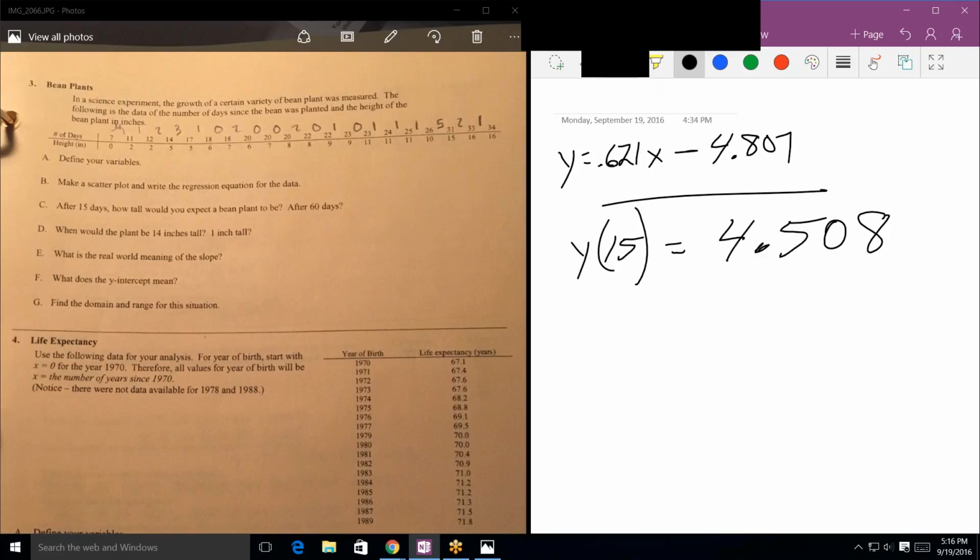Now after 60 days, what would it be? What would y of 60 be? Minus 4.807. 32.45. And we can see that at the 30-day mark or at the 31-day mark, it's 15 inches high. So it makes sense that at the 60-day mark, it would be 32 inches high.